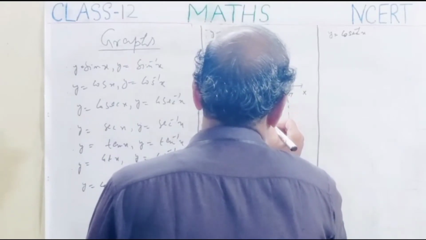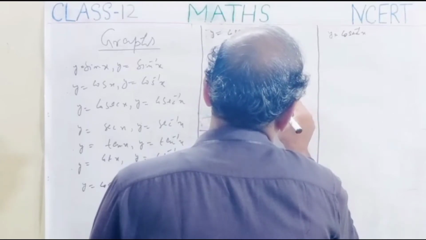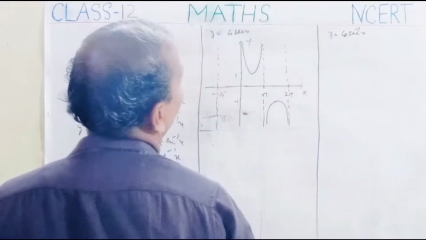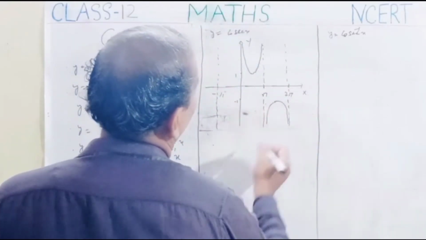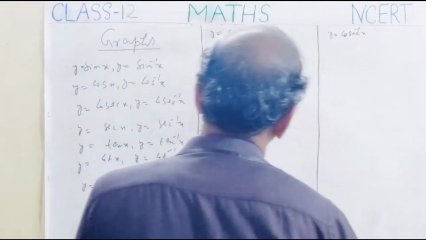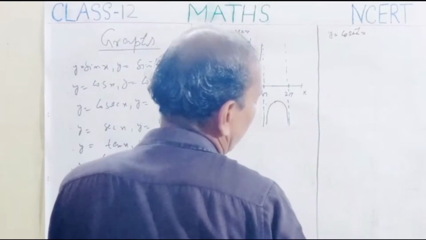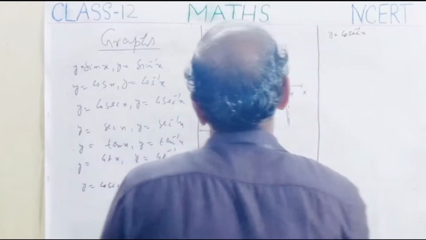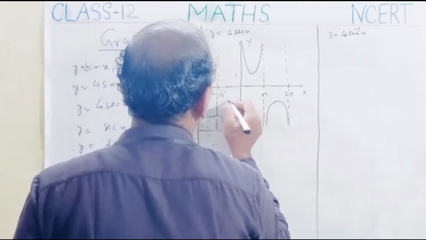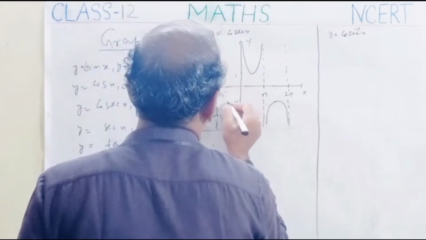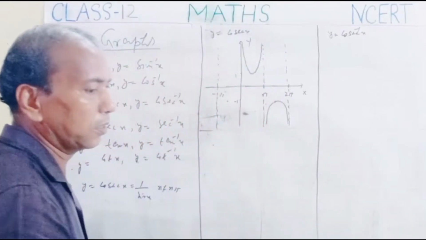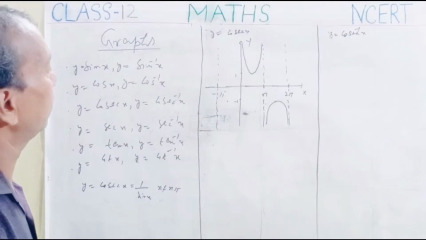This will be not defined at pi, and this is also not defined at pi, and at the value how much? At 3 pi by 2, the value is going to be minus 1. Similarly, at the point here, it is how much? Minus pi by 2. So at minus pi by 2, the value is again minus 1. So this is minus pi by 2 at this point. And at this point, the value is going to be minus 1.